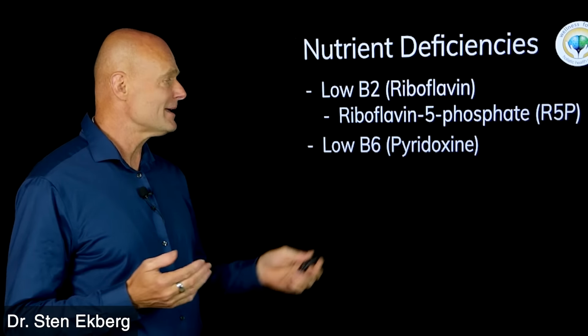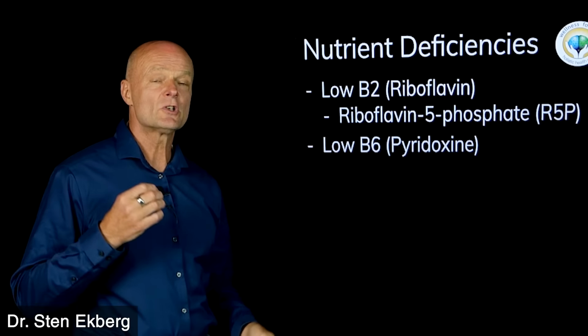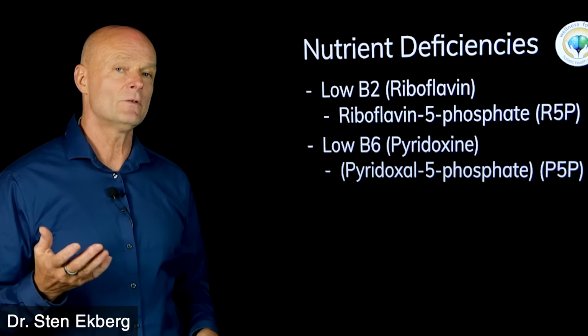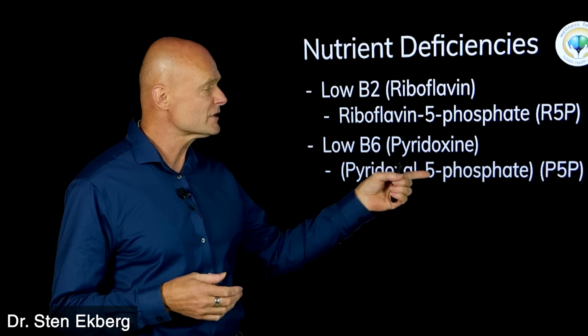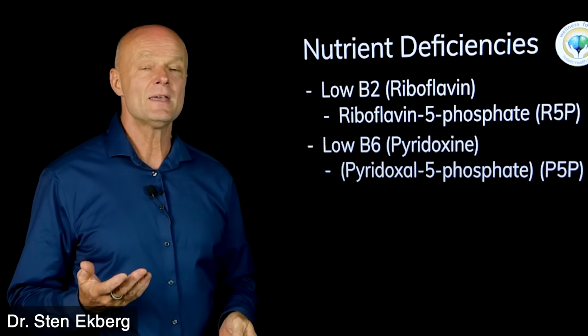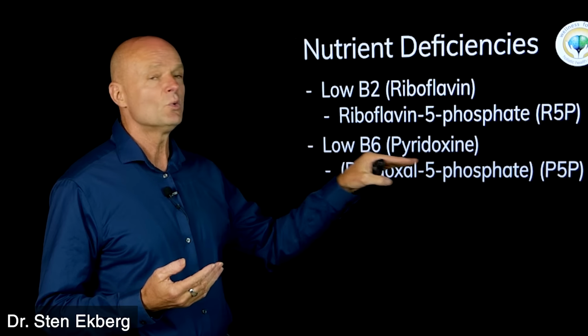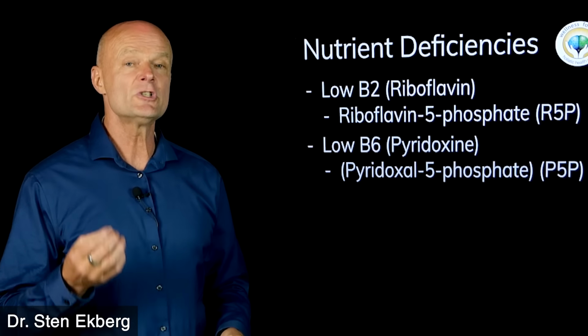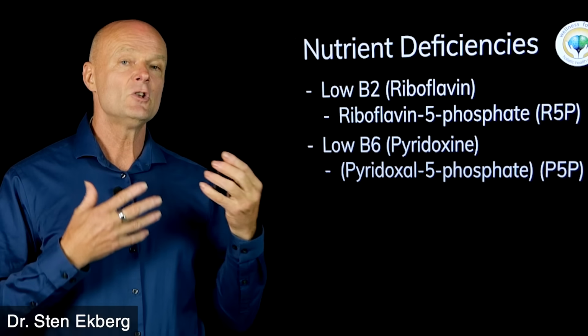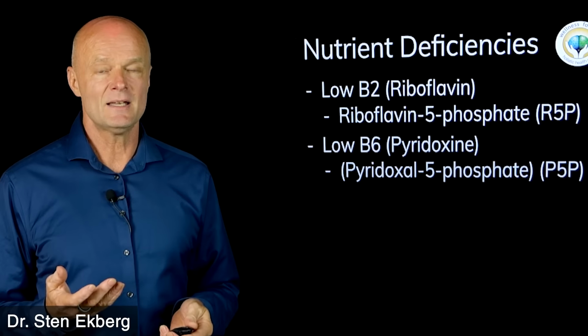Another B vitamin is B6, also known as pyridoxine, and the active form is pyridoxal 5-phosphate, or P5P. So again, if you're supplementing, you want to make sure that you get these versions because then you're not getting any bottlenecks in using them.